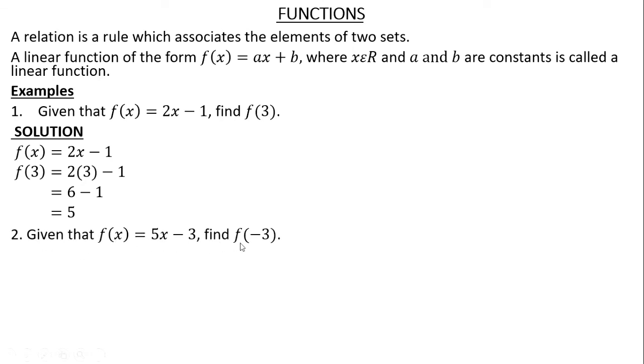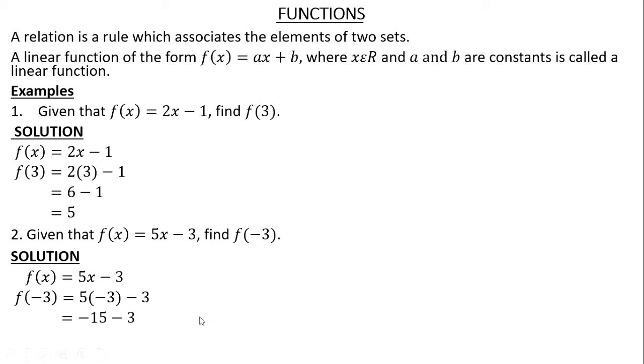Given that f of x is equal to 5x minus 3, find f of negative 3. F of x is equal to 5x minus 3. F of negative 3, where there's x, we replace with negative 3. 5 times negative 3 will give us negative 15. Negative 15 minus 3 will give us negative 18.